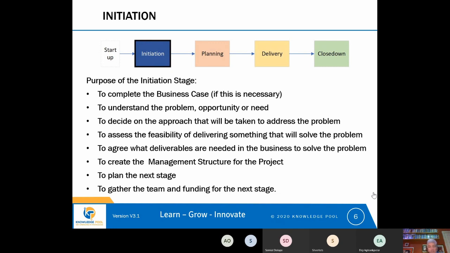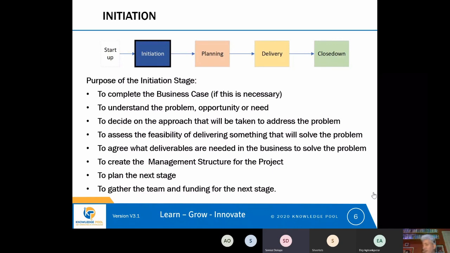So I think I've got a slide later on that does talk about a project initiation document. So we'll perhaps come back to that question. And if you still have a further question about it, ask the question at that time. Thank you, Tony, for that.